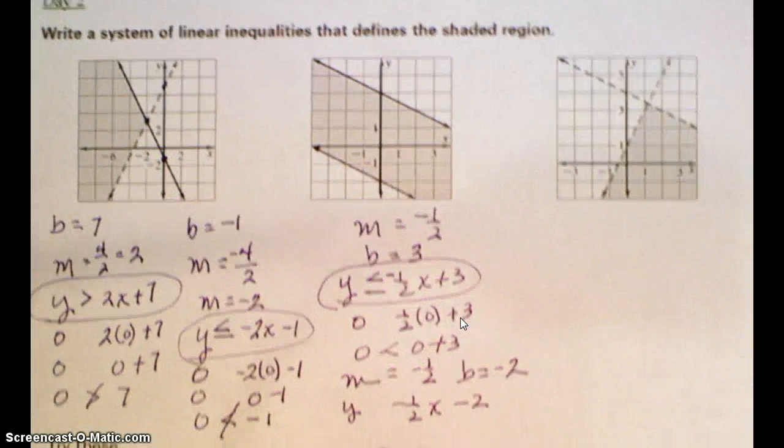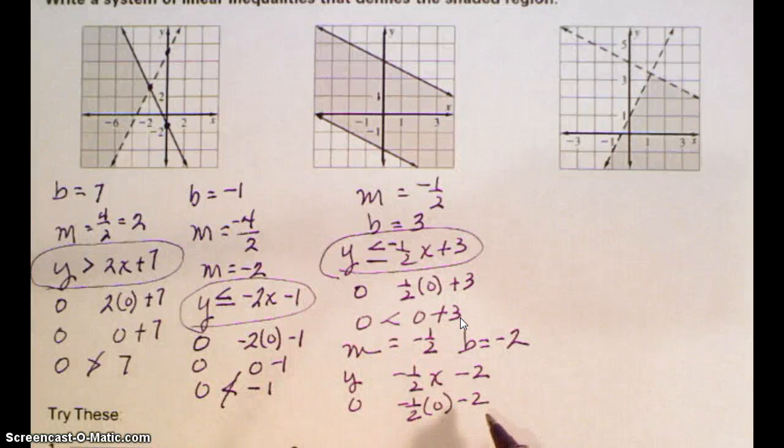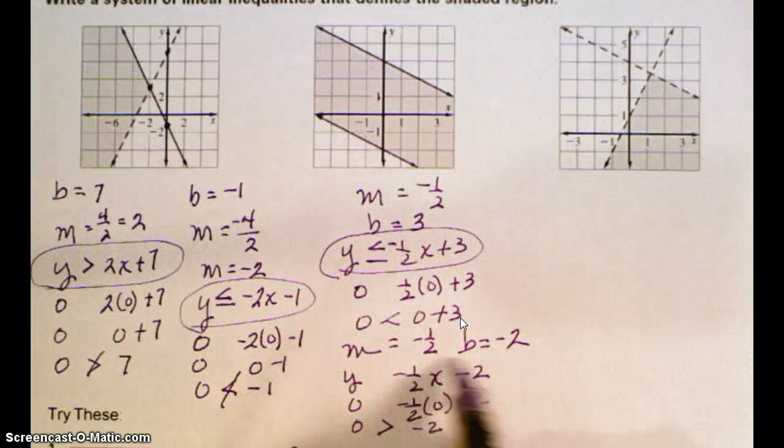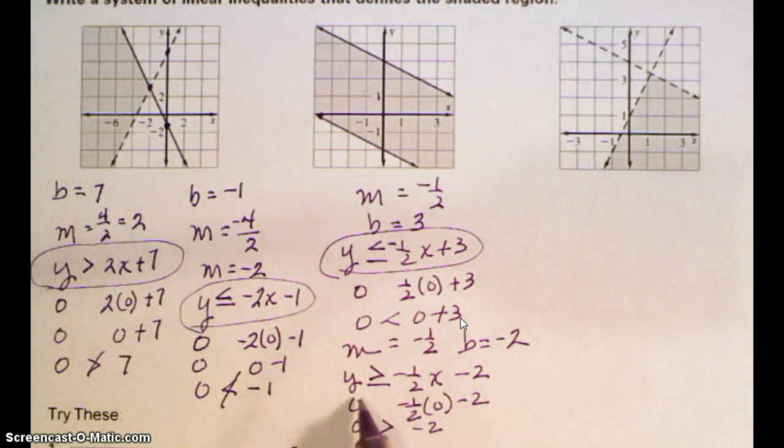So let's go ahead and put in the origin, 0, 0. So if I have 0 and then negative 1/2 times 0 minus 2, and I want to create a true statement, well, this would be 0, this would be negative 2, and to make that true, 0 is greater. So in this inequality, y has to be greater than or equal to, solid line.